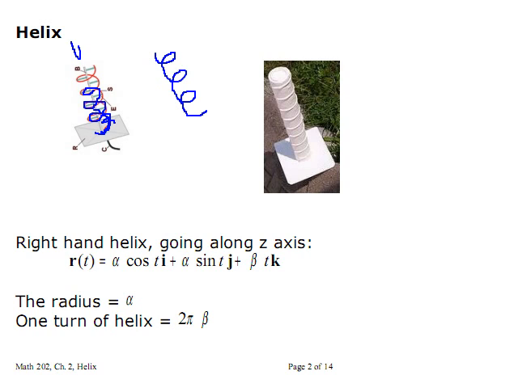You can see whether it's right or left-handed by looking at the equation. Here's the equation for a right-handed helix, and this is the standard form. You have alphas multiplying the cosine and sine for the i and j terms. Alpha is the radius of the helix, the distance from the center out to the edge. Beta is a scaling for the helix. It tells how much distance in z it takes to get around one turn of the helix. One turn of the helix is 2 pi times beta.